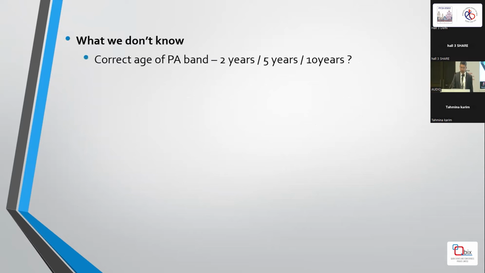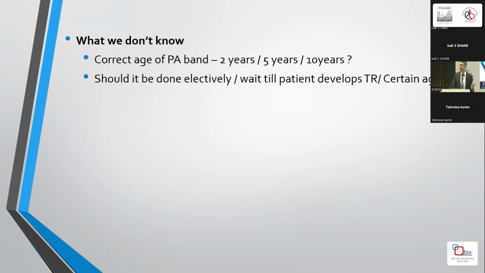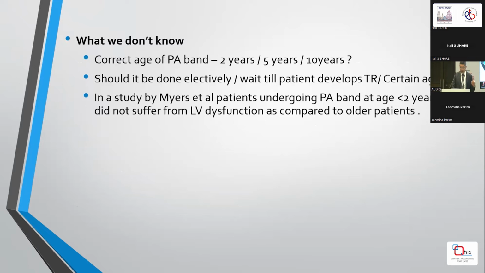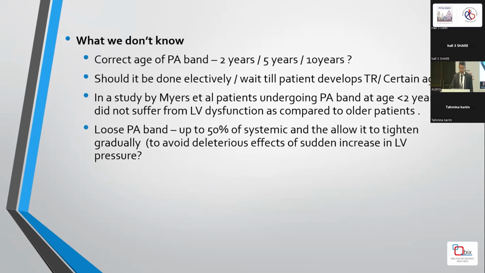And certain things we do not understand, such as what the correct age of PA band is. Should we do it in children less than 2 years? Should we do it at 5 years? Or should we do it for everyone who is under 12? We don't know. Should it be done electively, or should we wait till the TR develops? In a study by Myers et al., they found that patients who underwent PA band under 2 years of age did not suffer LV dysfunction as compared to older patients. That was something useful, and their follow-up was probably up to 10 years.